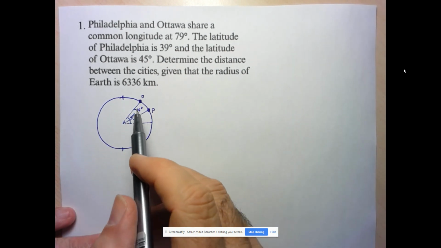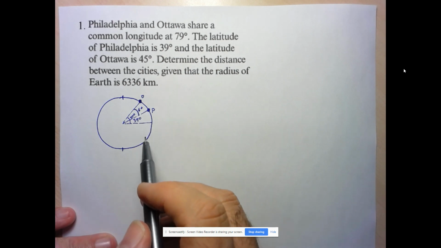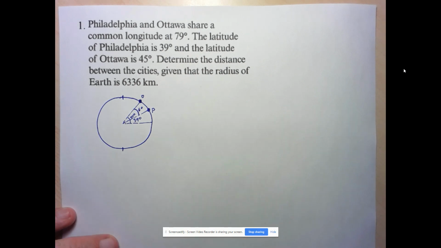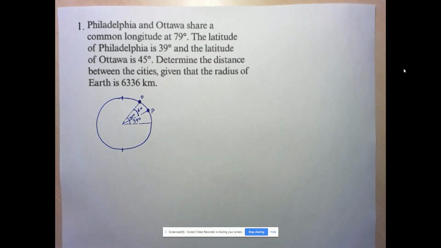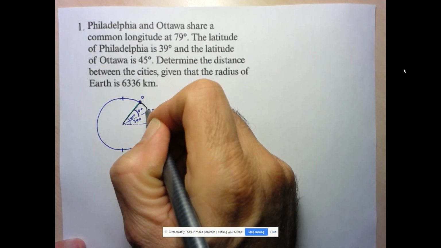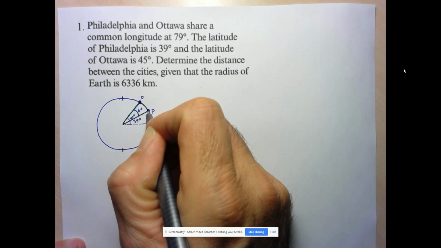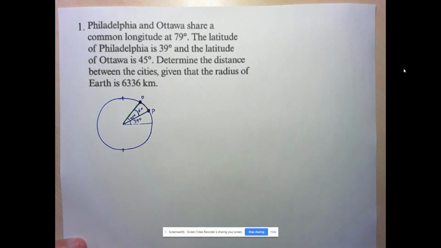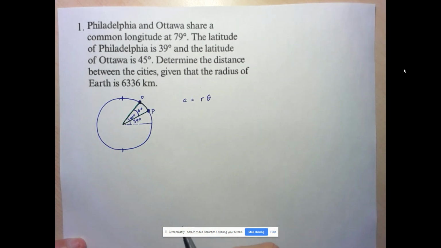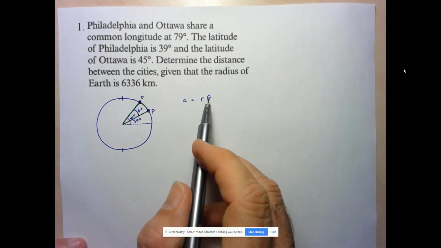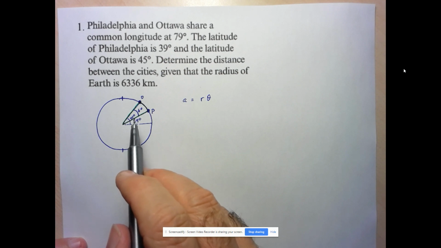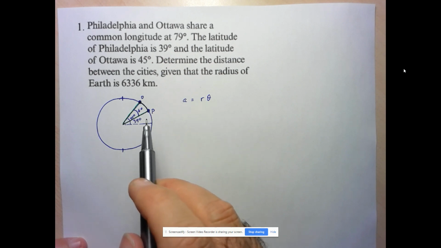The reason this is easy to do is because they're along the same longitude, which means that they're along this same circle around the Earth, and so we can use our arc length formula. So we have this arc, which produces an angle of 6 degrees. And our formula says that the arc is given by the radius times the angle that subtends that arc. Problem is, this angle needs to be in radians. So in order to solve this problem, we need to first put the angle in radians.